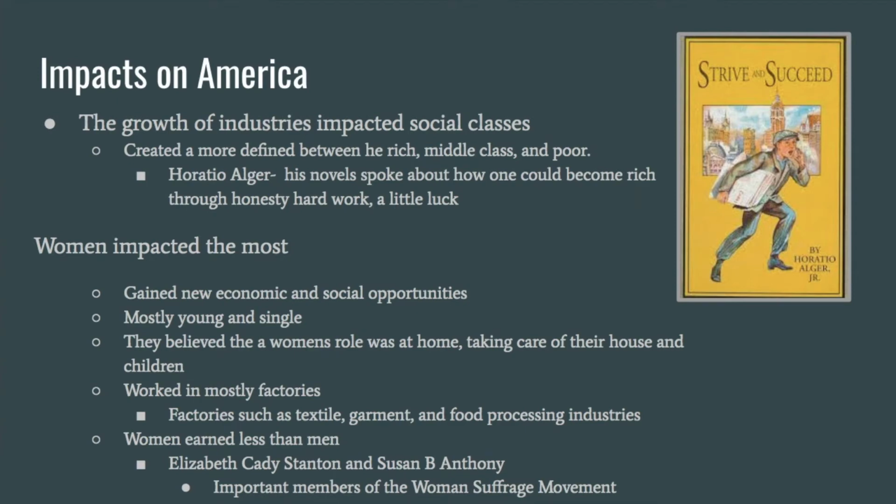They created a more defined divide between the rich, middle class, and poor. Horatio Alger, whose novels spoke about how one could become rich through honesty, hard work, and a little luck. Women were impacted the most by this, as they gained new economic and social opportunities, and they were mostly young and single. They believed the woman's role at home was taking care of the house and children, and they worked mostly in factories. Factories such as textile, garment, and food processing industries.